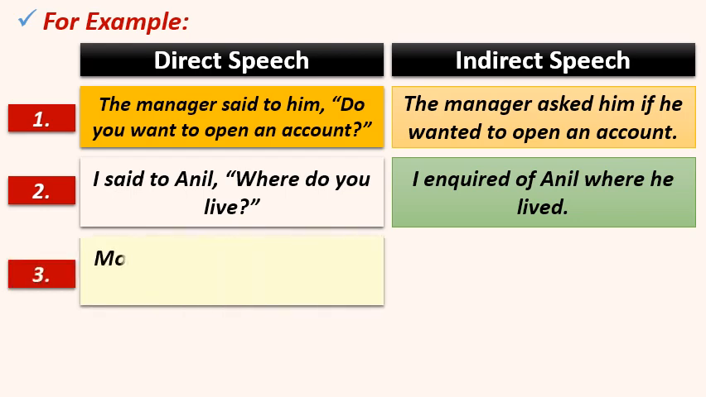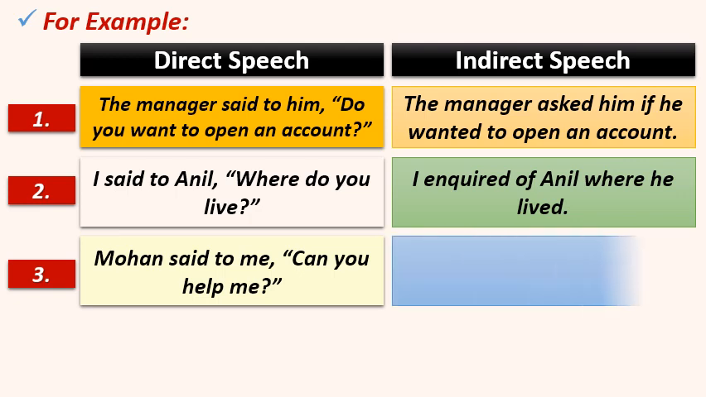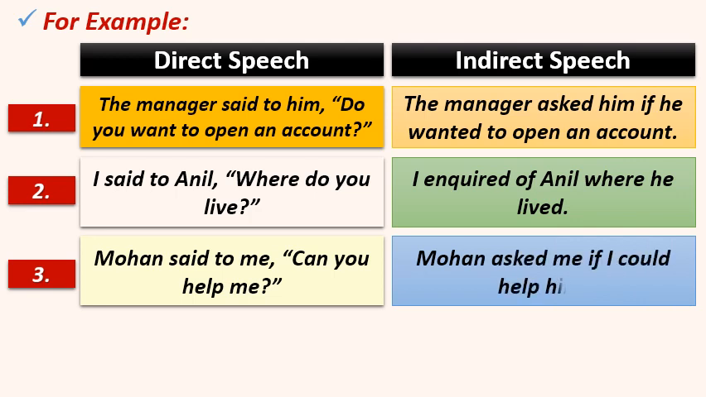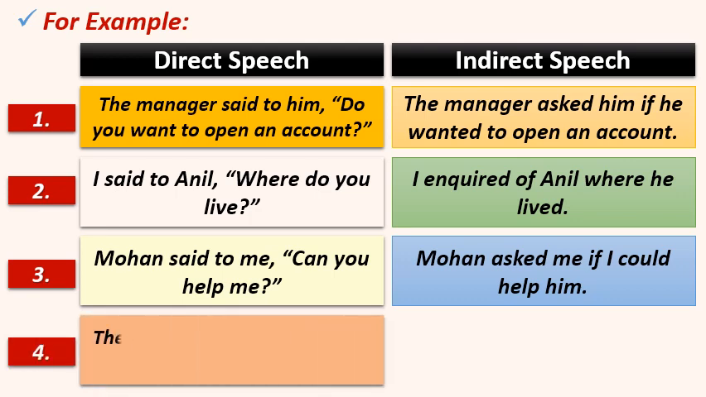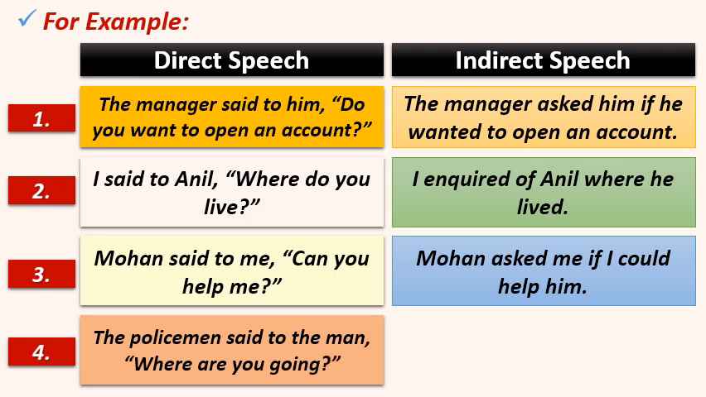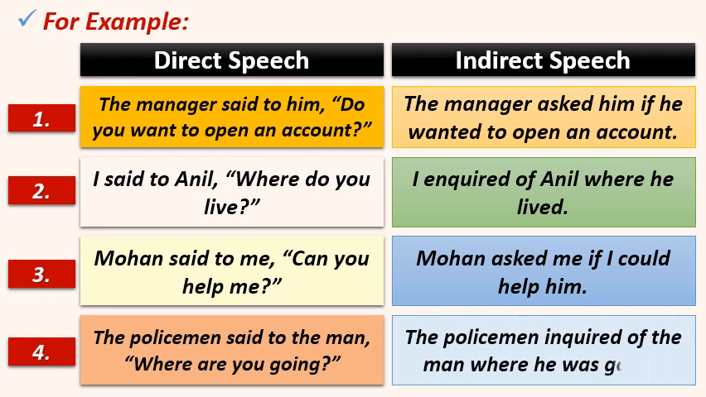Let us see another example. Mohan said to me, "Can you help me?" So the sentence will be: Mohan asked me if I could help him. Now let us see the fourth example. The policeman said to the man, "Where are you going?" So when we change the same sentence into indirect speech, the final result will be: The policeman inquired of the man where he was going.